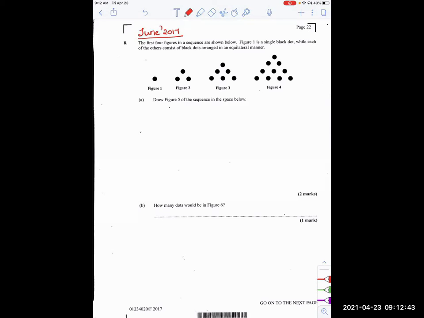All right. So you could follow along with us. I will give you some time to work it out. Draw figure 5 of the sequence in the space below. So again, I am going to draw figure 4.